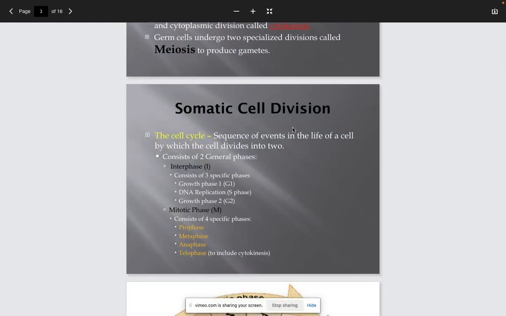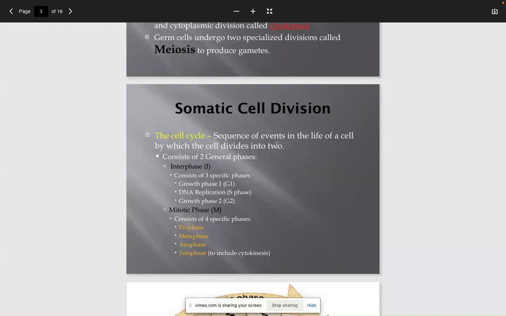So somatic cell division, this is the cell cycle. We've talked about this previously. Again, this is the same concept as if I cut my finger, and how does the cut on my finger heal? Well, it does it through mitosis, through the cell cycle. There's two different phases of the cell cycle.